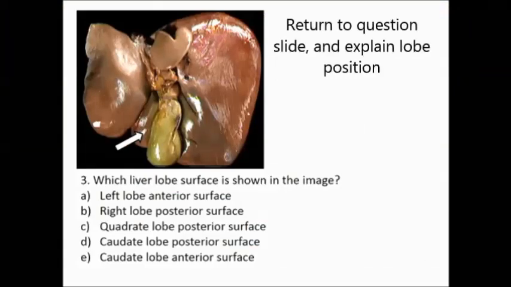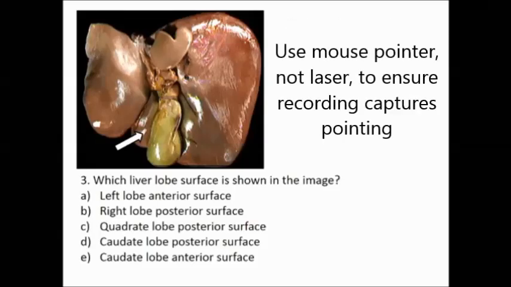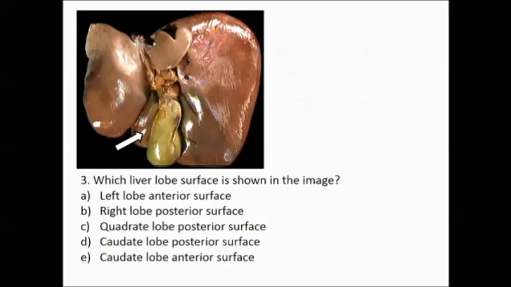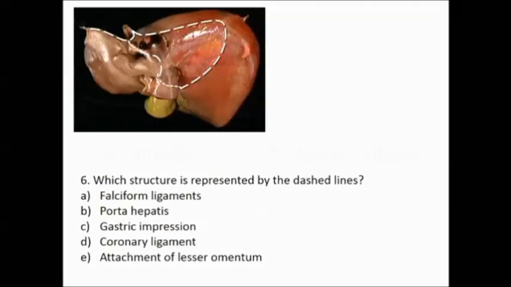So left quadrate, right caudate is how it's a little word poem in my head. Left quadrate, right caudate. And the caudate sort of dangles out the back like a tail. So this one at the top is sort of wagging like a tail. So that's what caudate means. Maybe that helps you. So what structure is represented by the dashed lines?